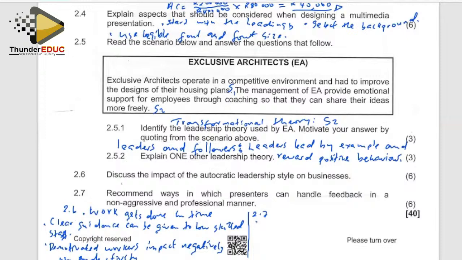Okay, right. So now let's check 2.7. It says recommend ways in which presenters can handle feedback in a non-aggressive and professional manner. So keep answers short and to the point. Be polite when responding to questions and also always address a question, not a person.